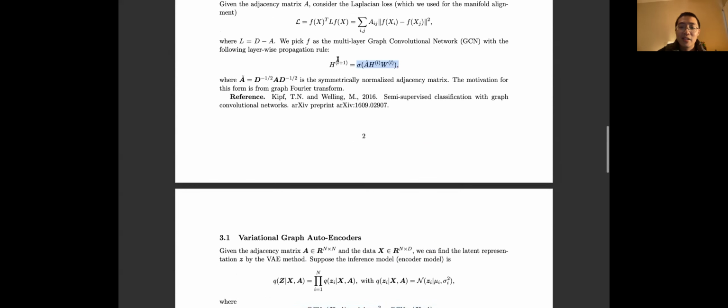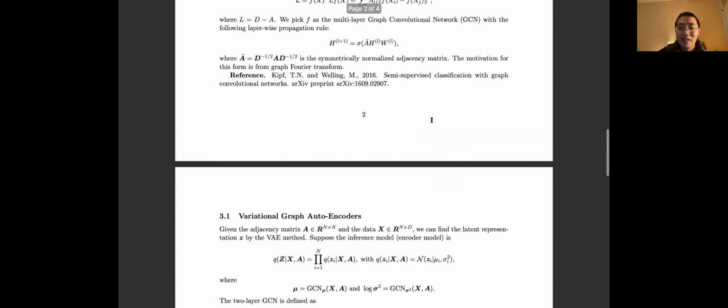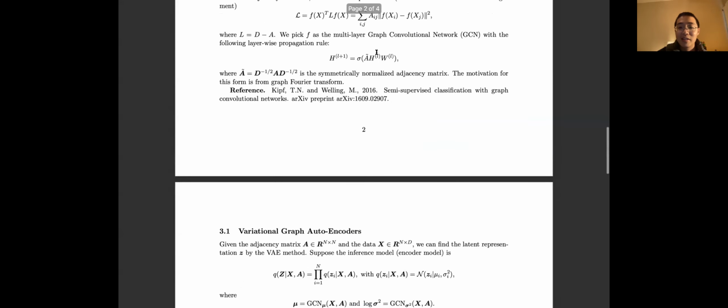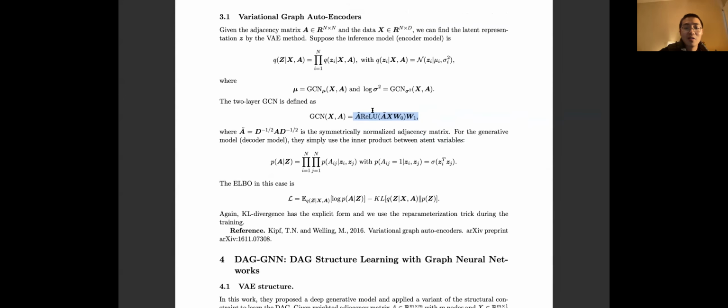Recall that GCN has this form. And in this paper, for the GCN, they just use 2 layers. So that is tilde A X W. You can see that for each layer, it's exactly the same as this one. But in this case, we have 2 layers. So instead of the standard neural network, they use the GCN to estimate mu and sigma here.